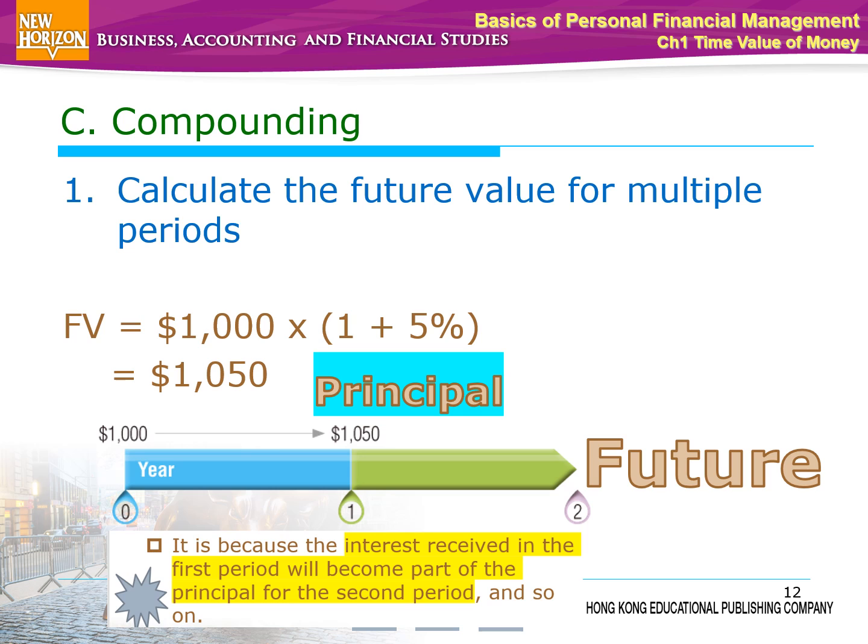So having this $1,050 principal at the end of the first year, it becomes the principal for the second year. Interest, of course, will be more than the interest in the first year. Okay, you remember this very important point. Interest received in the first period will become part of the principal for the second period.